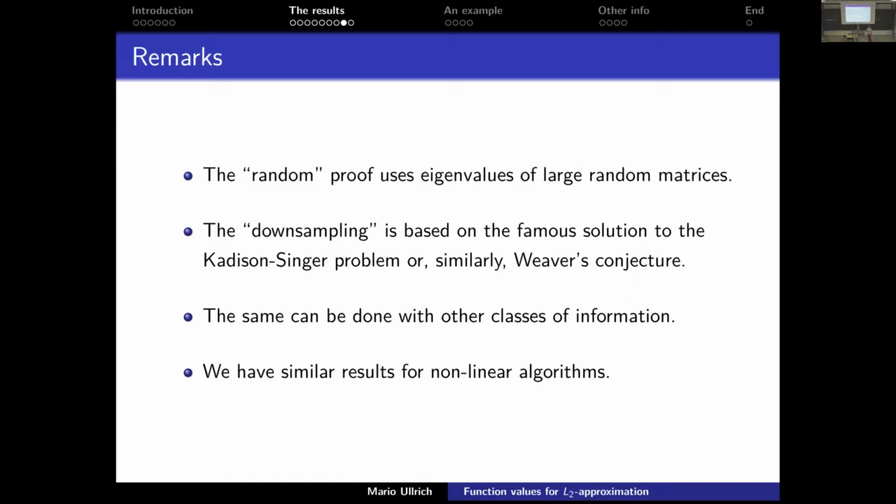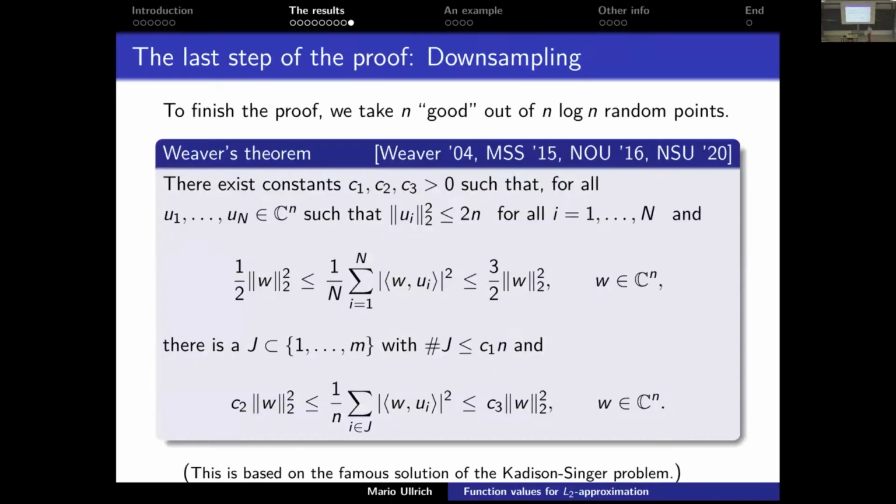So even if you now do not want to take linear algorithms, if you want to allow nonlinear algorithms, which from your application aspect is maybe not really interesting, they mostly use linear algorithms, but whatever, we can even prove a similar comparison for arbitrary nonlinear algorithms. So the picture in this respect is almost complete. We have just problems in the limiting cases.